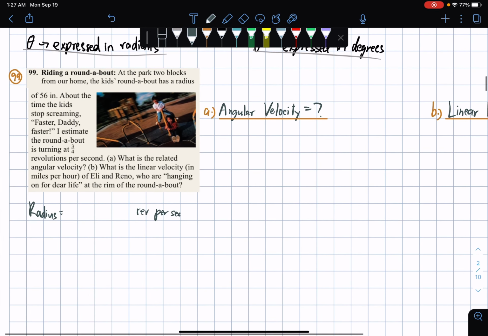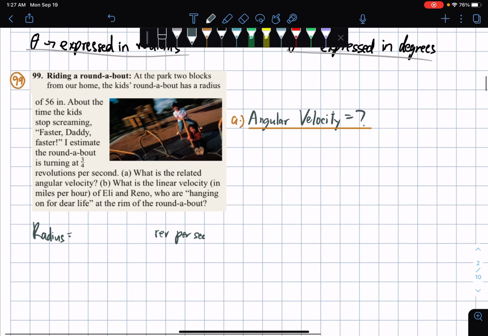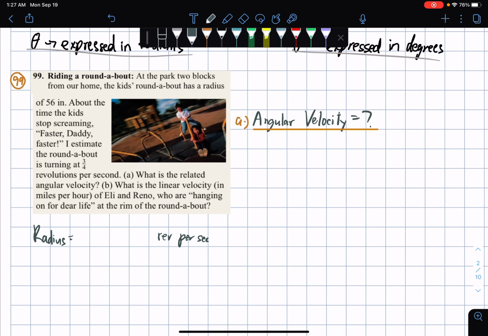Okay, number 99. From then onwards, we'll be applying what we know about the formulas of angular and linear velocity as well as their conversion factors. Things that you have to be quite familiar with already. For the angular velocity, w is equal to theta over time.